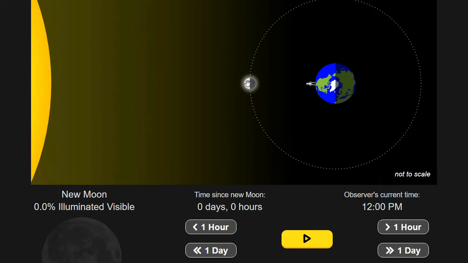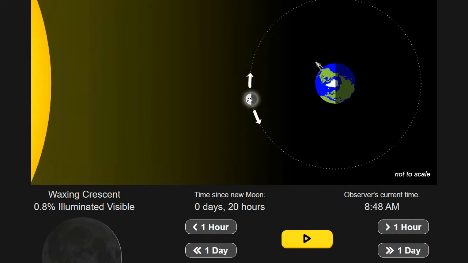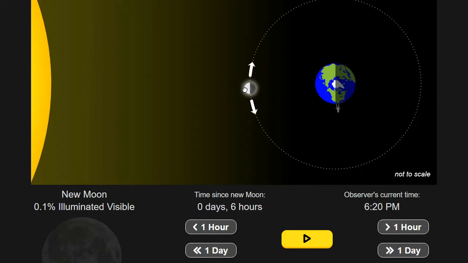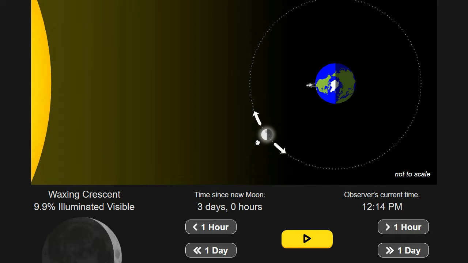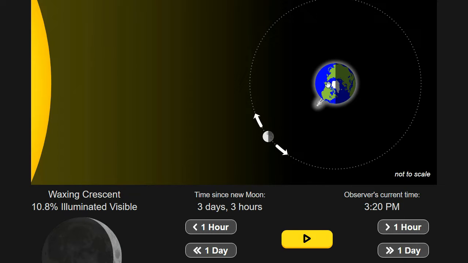We can see this happening here as the moon moves to that position. Notice the earth rotates as this is happening. The earth is rotating. When the moon is now in this position, we see that half the moon is lit, half the moon is dark, half the earth is lit and dark.